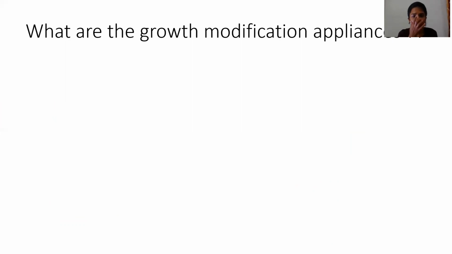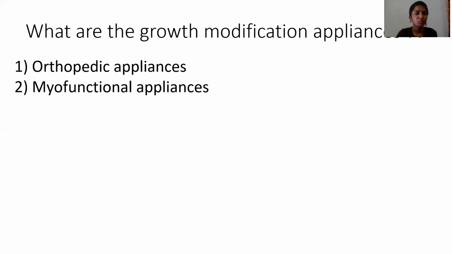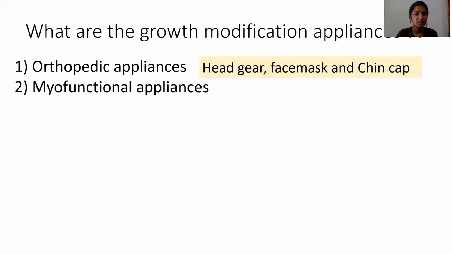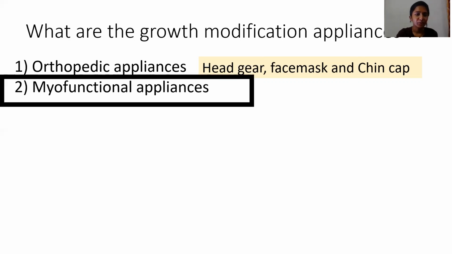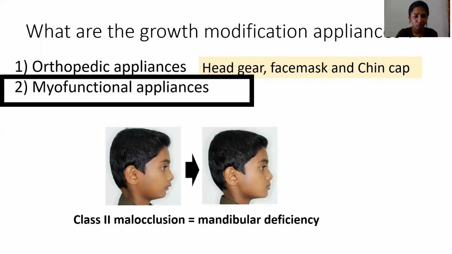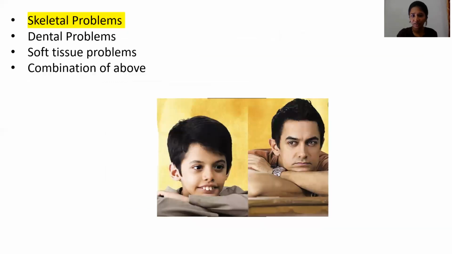So what are the growth modification appliances? They are broadly classified into orthopedic appliances and myofunctional appliances. Now, orthopedic appliances include the headgear, face mask, and chin cup. And myofunctional appliances are what we are going to deal with in detail today. These myofunctional appliances are primarily indicated for a class 2 malocclusion with a mandibular deficiency. You might know by now that a class 2 can occur because of maxillary excess or a mandibular deficiency or combinations. And myofunctional appliances are given when a class 2 is because of a mandibular deficiency.